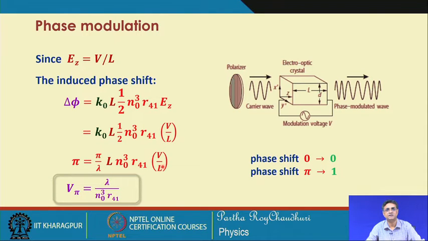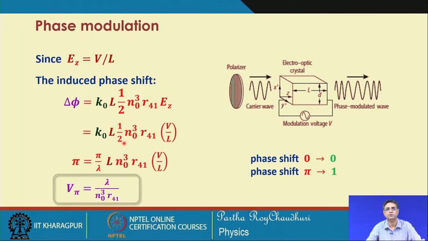So, in this case this L cancels. So, therefore, the half voltage, that is the voltage that is required to get a phase change of del phi equal to pi, is V pi equal to lambda by n cube r 41. So, this means that a phase change equal to 0 can be a convention for 0, but phase change equal to pi is equal to 1.